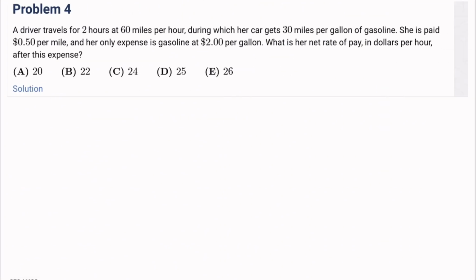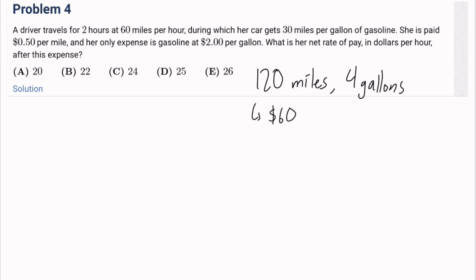Number 4, a driver travels for 2 hours at 60 miles per hour, so that means the driver went 120 miles total, during which her car gets 30 miles per gallon of gasoline, so she needs 4 gallons. She's paid 50 cents per mile, so she is paid $60 in total. Her only expense is gasoline at $2 per gallon, so this is $8, right? What is her net rate of pay in dollars per hour after this expense?